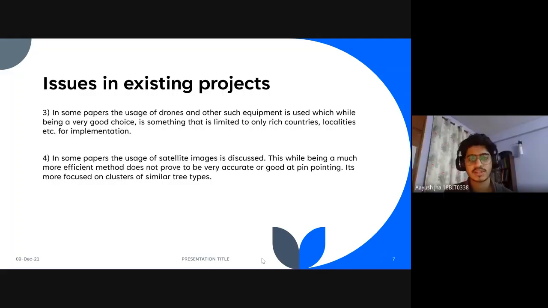The other issues in the existing projects are, in some papers, the usage of drones and other such equipment, which, while being a very good choice, is something that is limited to only rich countries or localities for the implementation. It is not something that is available to the normal masses and something that they can get their hands on. In some other papers, the usage of satellite images is also discussed. This, while being a much more efficient method, does not prove to be very accurate or good at pinpointing. It's more focused on clusters of similar type of trees rather than being focused on a single particular tree.